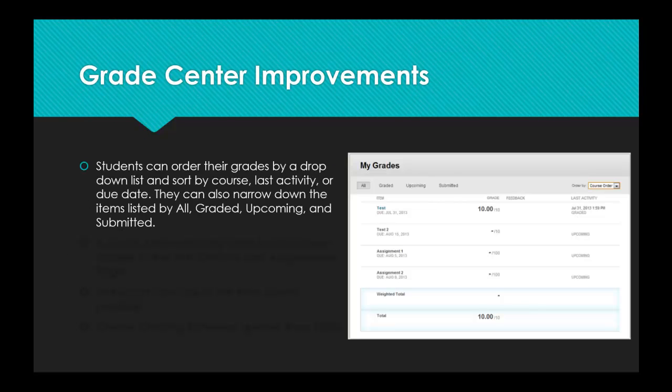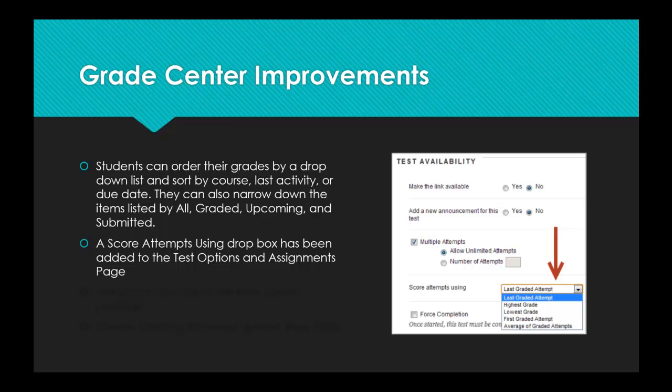The Grade Center has a few improvements made. For the students, the My Grades can now be sorted by course, last activity, or due date. They can also narrow down the items listed by all, graded, upcoming, and submitted. Built right into the test and assignments, you can now score multiple attempts by a drop-down that lets you choose how you want these attempts graded.